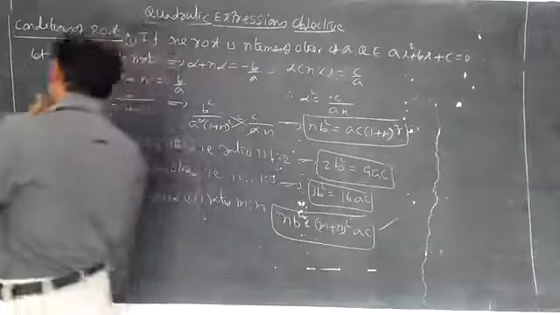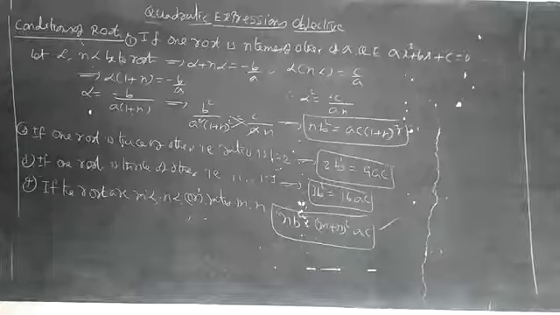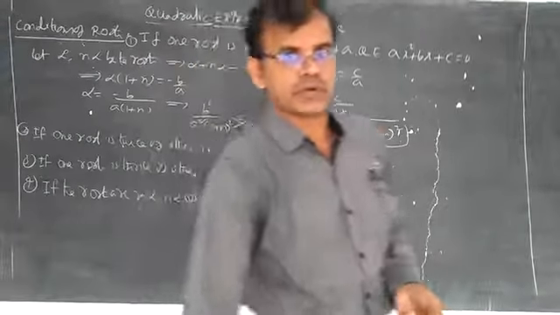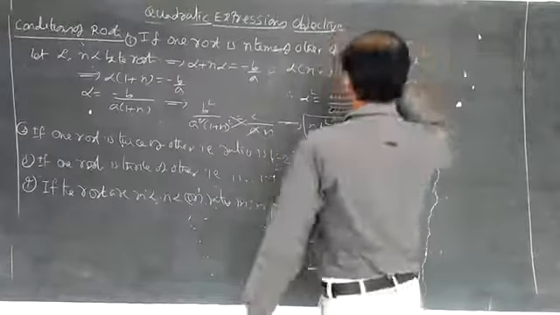These are the conditions. Next one, let us consider one root is square of the other, one root is cube of the other, one root is nth power of the other also. Let us write the fifth formula.